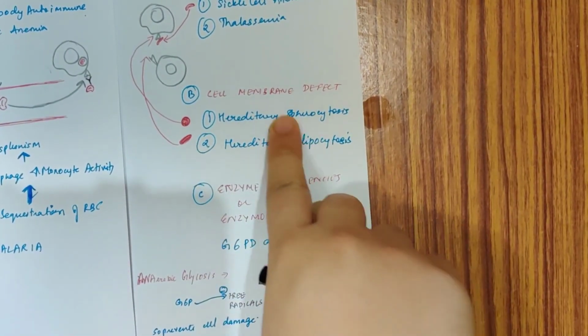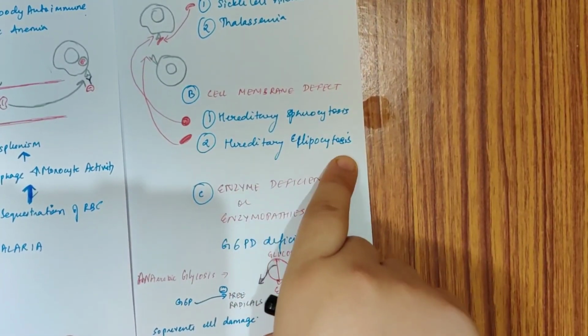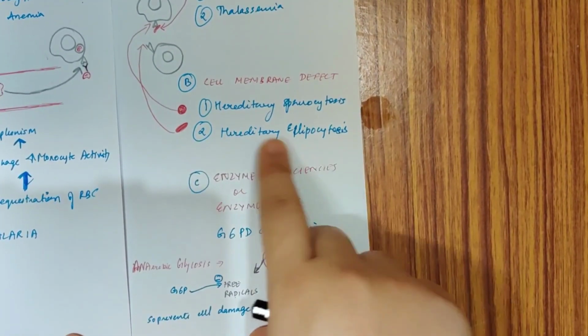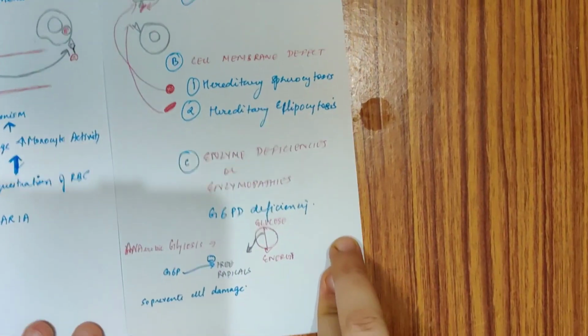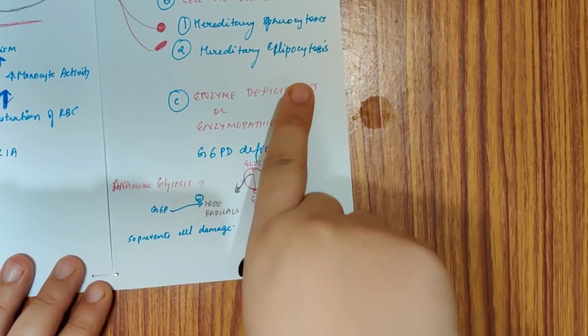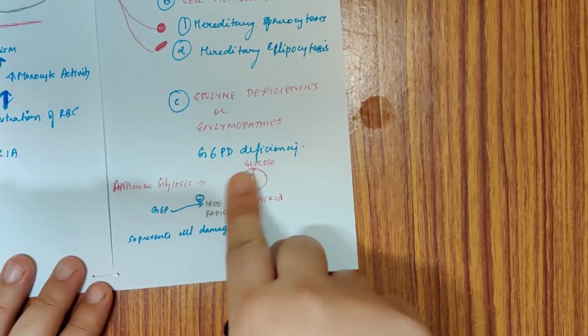Number 2 is a cell membrane defect. If there is any difference to a cell membrane, you can have hereditary spherocytosis or hereditary ellipsocytosis. This again can go into the macrophages and get destroyed. Now you can have some enzyme deficiency. Enzyme deficiencies are also known as enzymopathies. Most important is G6PD deficiency.